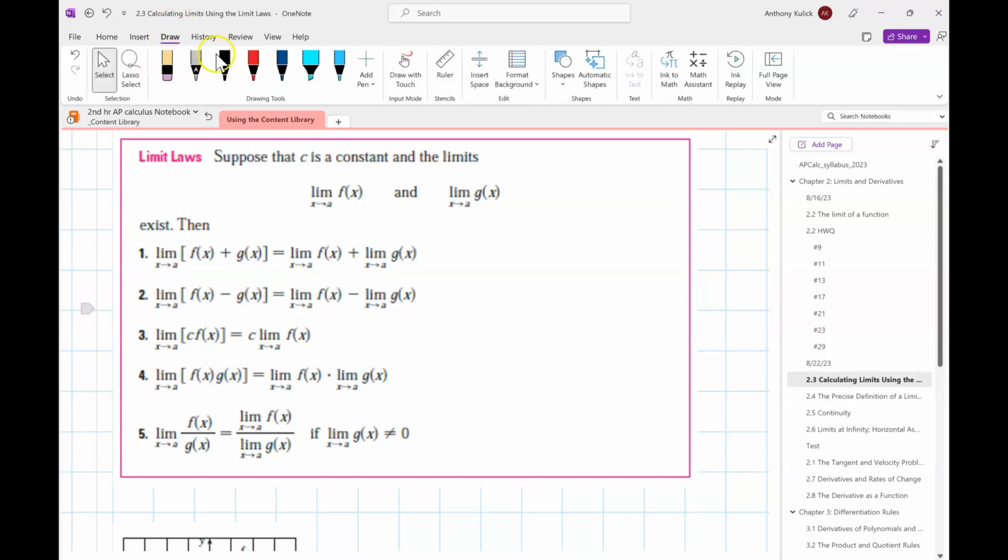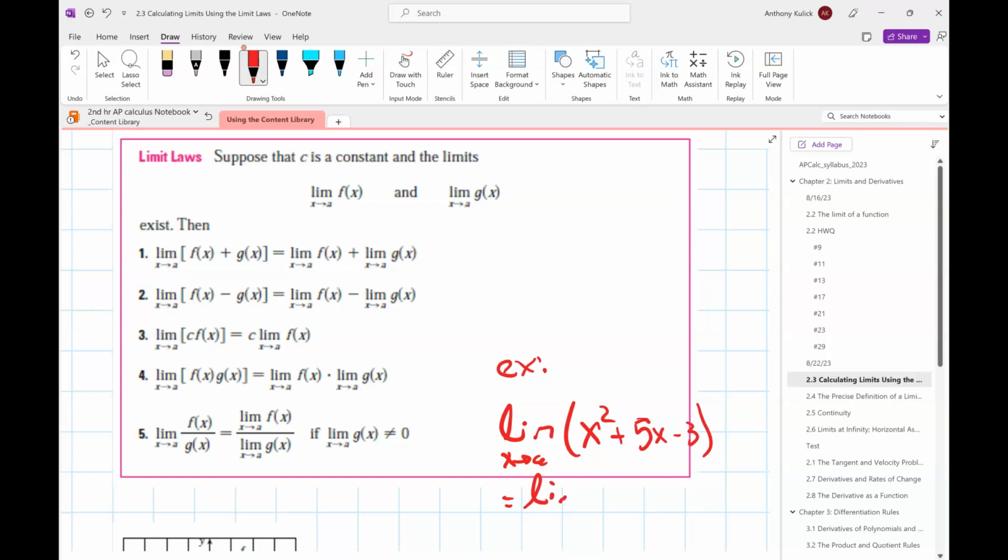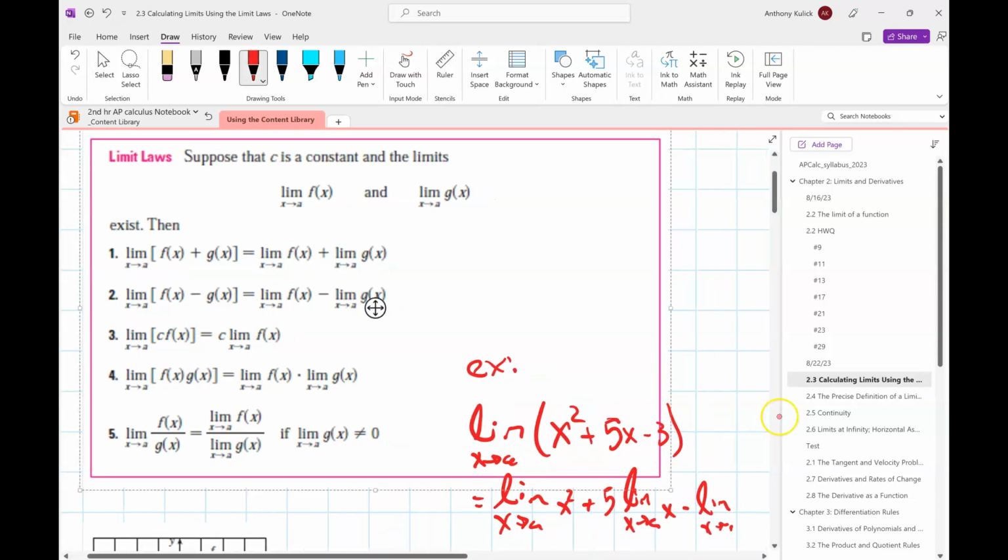So for example, if I had the limit of some polynomial, you could write that as the limit as x approaches a of x squared, plus 5 times the limit as x approaches a of x, minus the limit as x approaches a of 3.